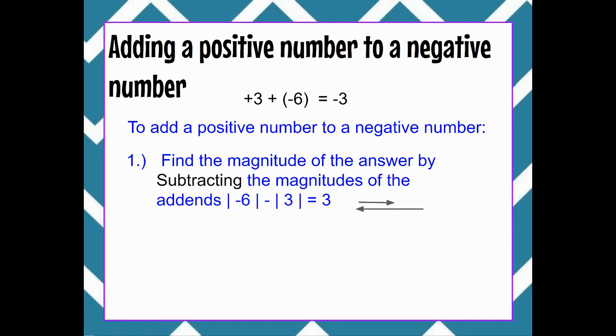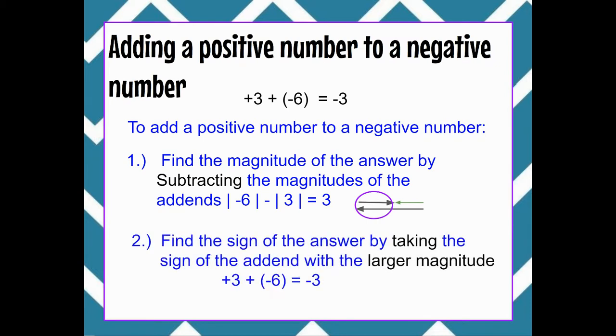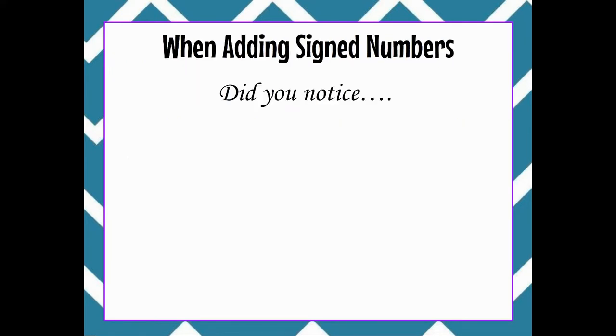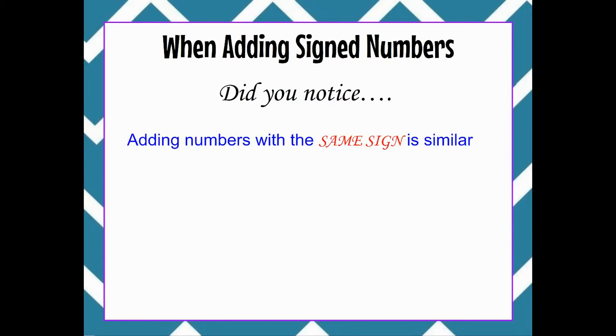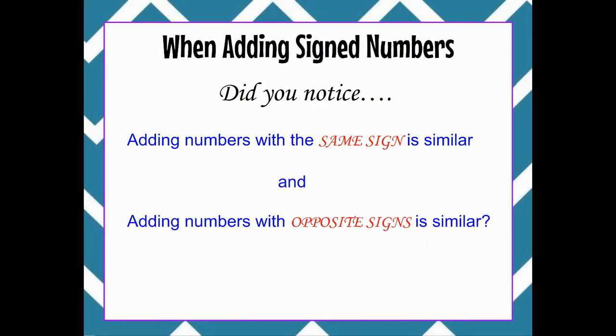The absolute value of 6 minus the absolute value of 3 is 3. Again, part of those arrows are overlapping. They're canceling out. The green arrow is the length of your answer. Find the sign of the answer by taking the sign of the addend with the larger magnitude, the longer arrow, the greater absolute value, and that would be -6 here. When adding signed numbers, did you notice that adding numbers with the same sign is similar? And adding numbers with opposite signs is similar?